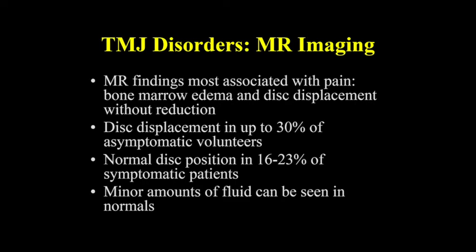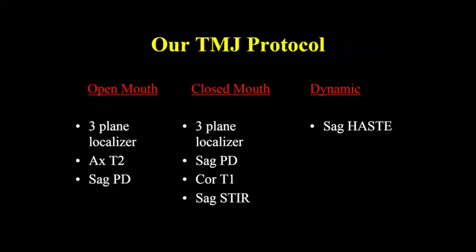Displacement can be seen in up to 30% of asymptomatic volunteers. Normal disc position can be seen in 16 to 23% of symptomatic patients. Minor amounts of fluid can be seen in normals.